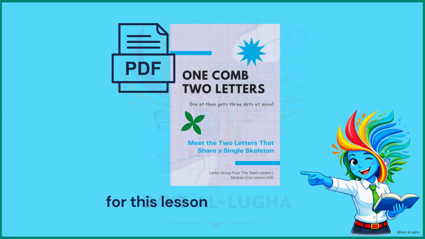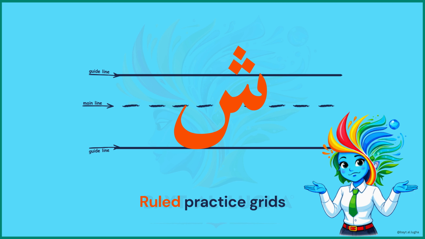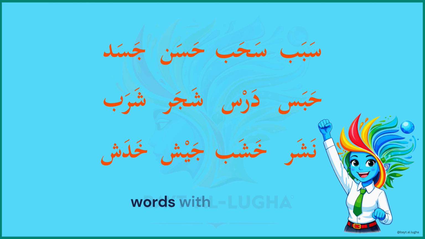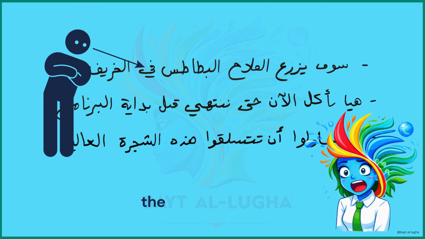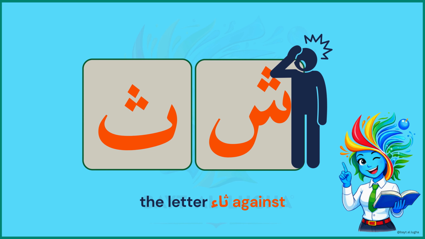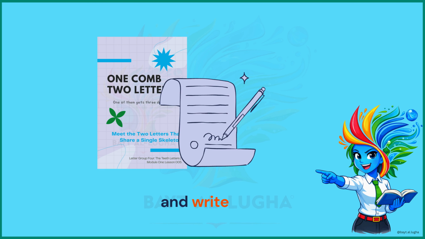The PDF for this lesson has everything I just did and the things a video cannot hold. The stroke order diagram frame by frame. Ruled practice grids sized for the tooth heights. All 22 practice words with their forms broken out. An error sheet with real beginner handwriting so you can see the mistakes rather than imagine them. And lastly, the letter tha against the letter shin drill in both directions. Download it, print it, and write on it.